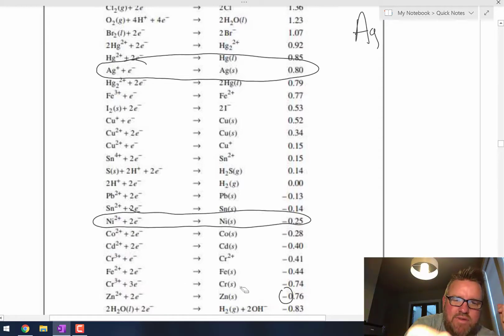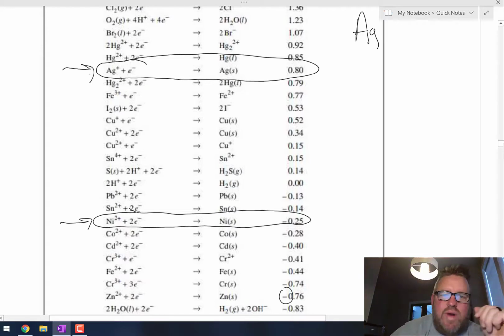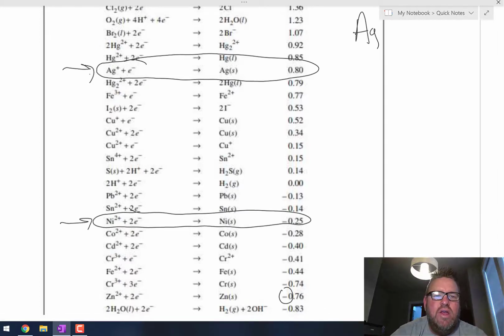Okay, and they're going to give you this equation right here, and this equation right here. And that's all they're going to give you. They're going to give you those two half reactions, and they're going to say, which one's the anode and which one's the cathode? And you're going to go, I don't know, because they're both written as reductions. How am I supposed to know that?